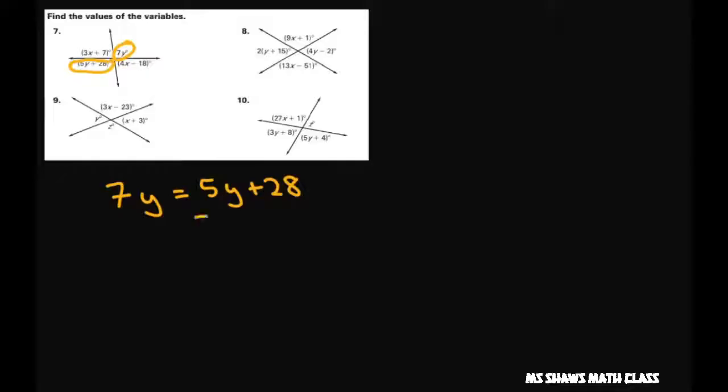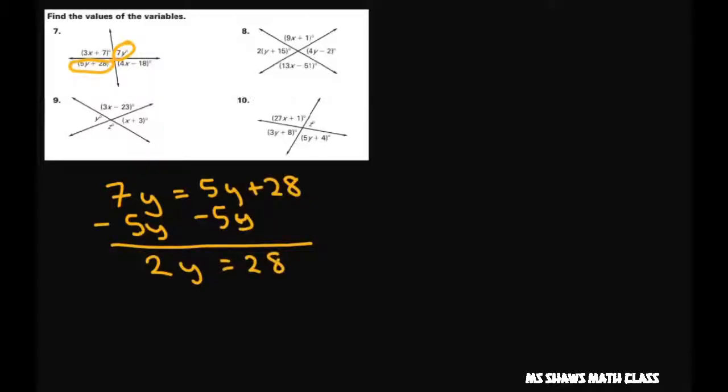I'm going to subtract 2y from both sides, or actually 5y. I was already kind of skipping in my mind what the answer was. So you get 2y equals 28. You divide both sides by 2, so you get y equals 14. So that's all you have to do. You don't have to plug it back in.